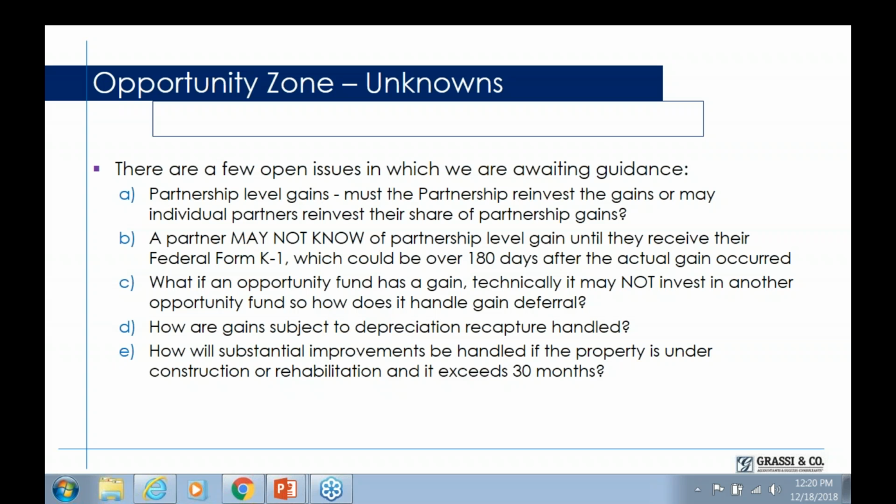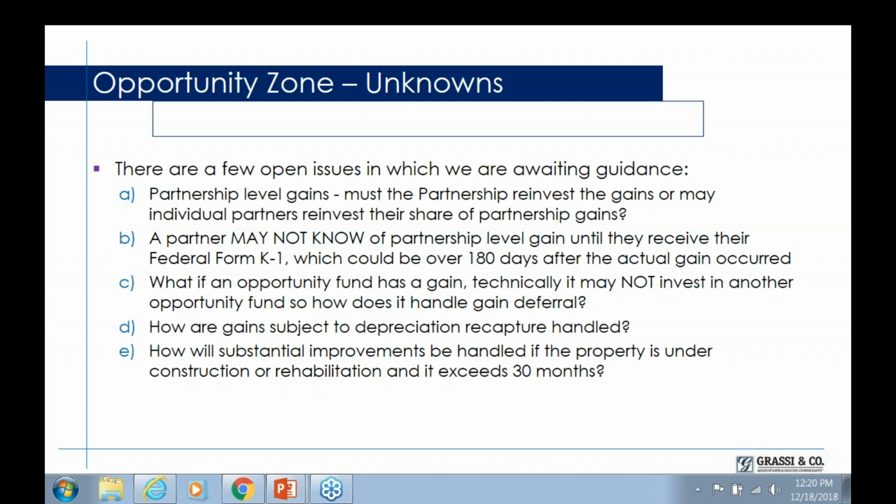You get to defer the gain, and 10% of it is excluded. You hold it 7 years, it's 15%. And then after 10 years, any future appreciation outside of that gain is not subject to additional gain. So what it says is that if you wait that 10 years and you would have had depreciation recapture, that's not going to be subject to recapture and ordinary income. And in fact, you're not going to have to pay any tax on that future appreciation after year 10.